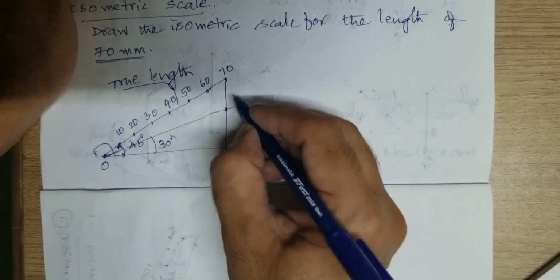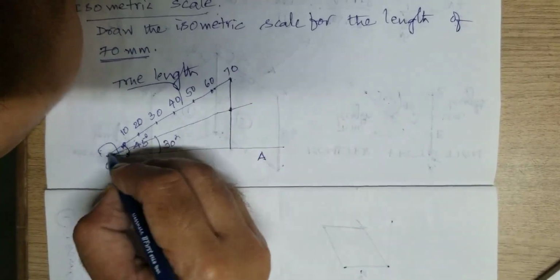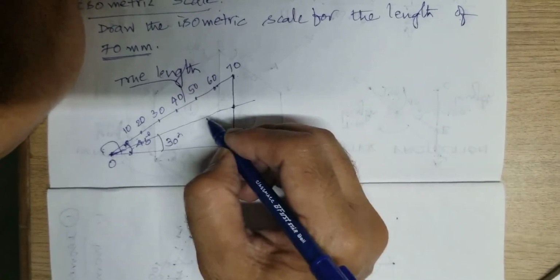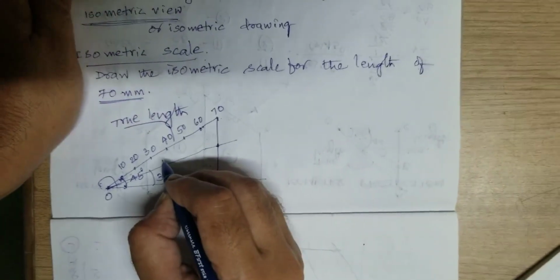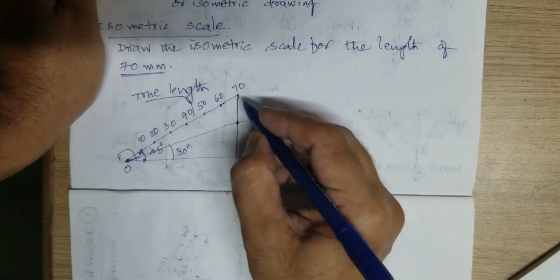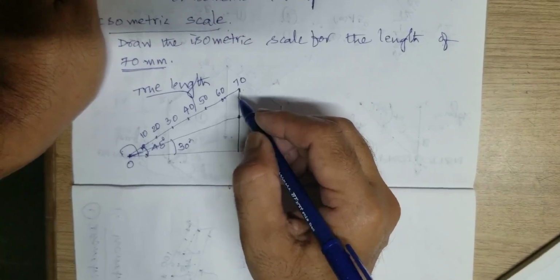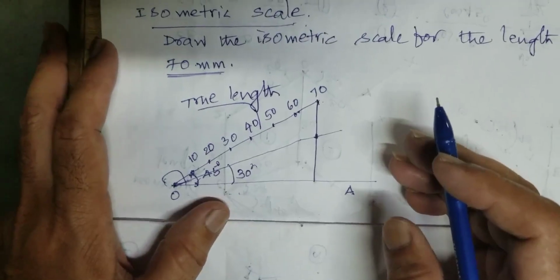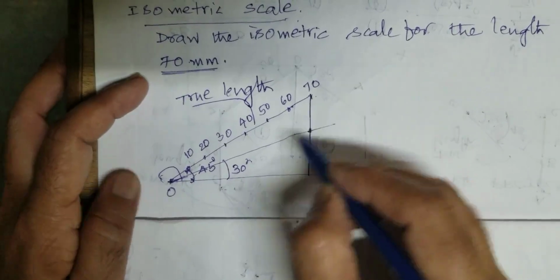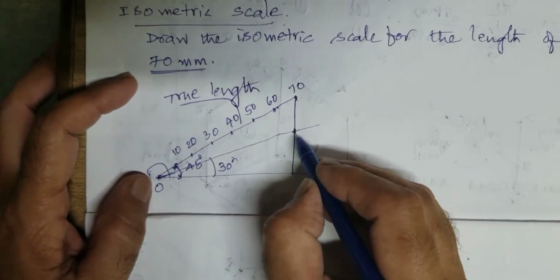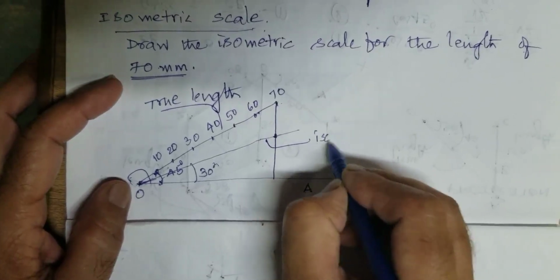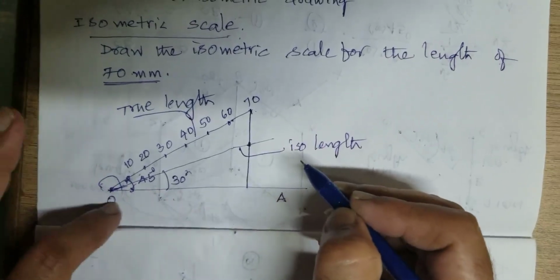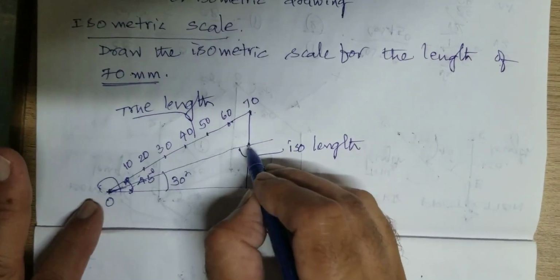This is the representation of 70 on the isometric length. Whatever length we are going to have, it is 70. After drawing this 70, draw one more line, the 30 degree line. It is called the iso length. Here we have to draw this line perpendicular to the OA line to meet the iso line here.